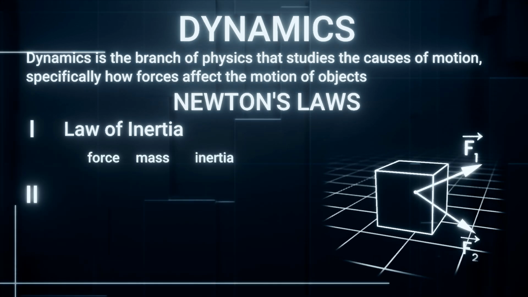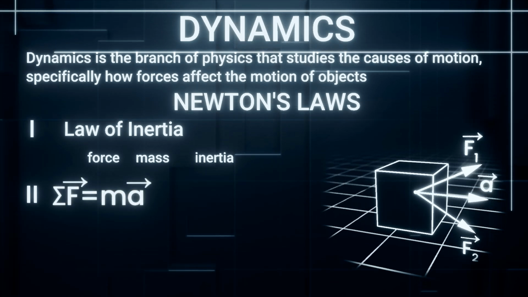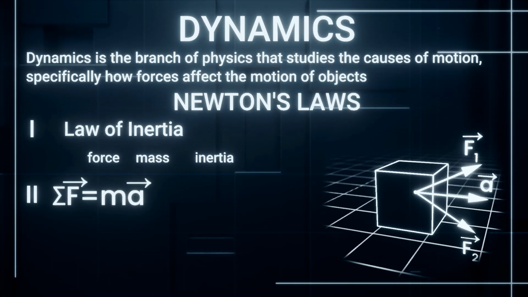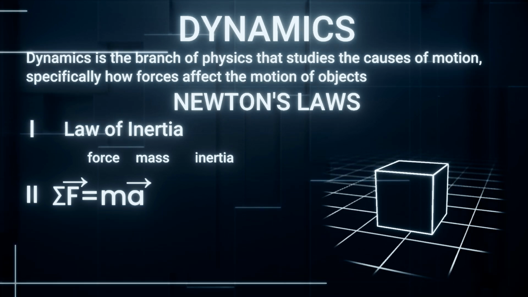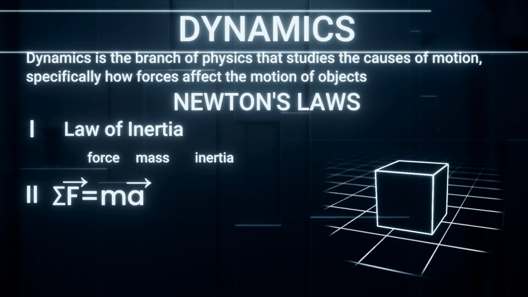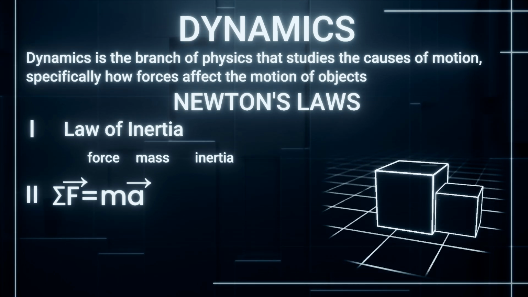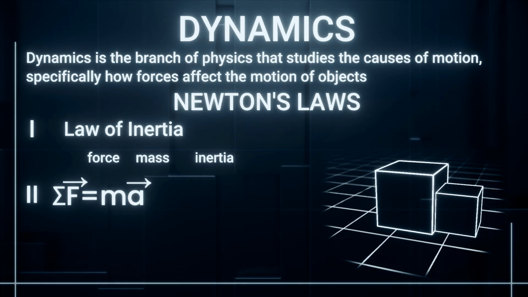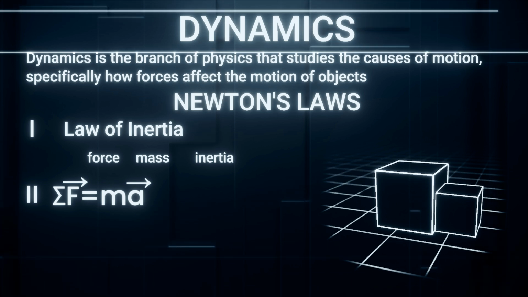Newton's second law explains how forces cause motion. It states that the net force acting on an object is equal to the object's mass times its acceleration. Both force and acceleration are vectors, meaning they have direction as well as magnitude. In problem solving, we break this equation into components along the coordinate axes to analyze motion more effectively.